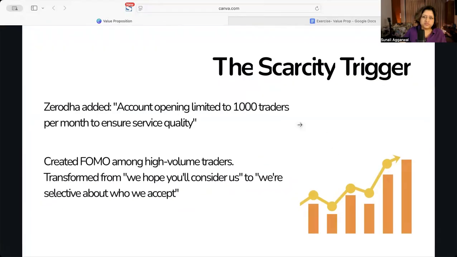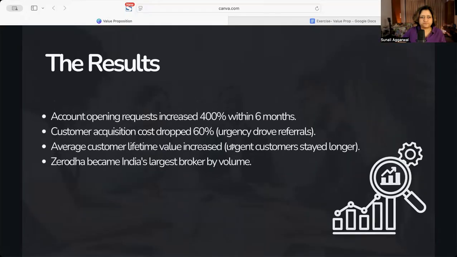And then they also added the scarcity trigger, right? They started marketing saying that we're limiting account opening to only 1,000 traders. This FOMO created a high volume of trader sign ups. This led to more account creation. Account opening increased by 400% within 6 months.